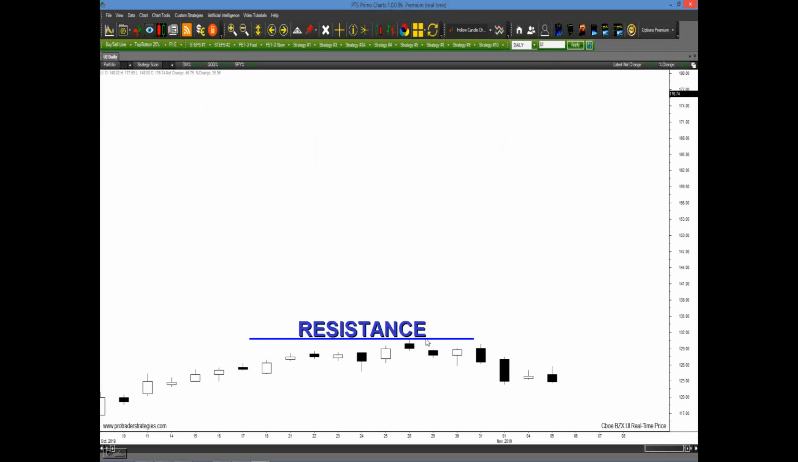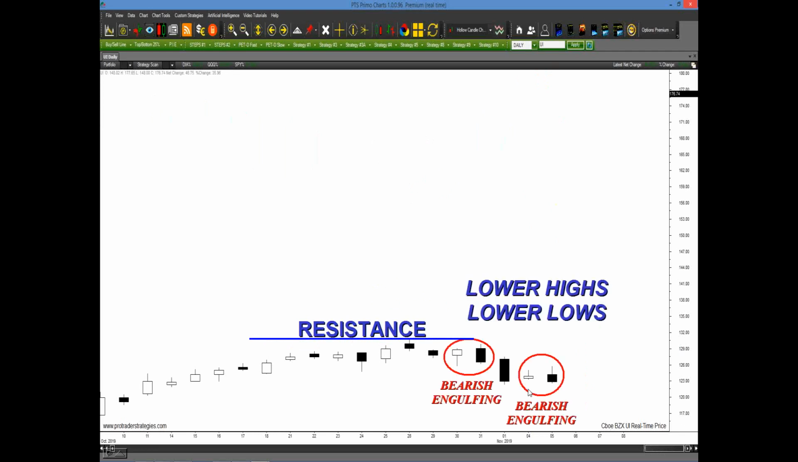Well, okay, there's resistance right there. There's also lower highs and lower lows. There's also bearish engulfing patterns. So you have a number of methods here that have no levels of consistency that you're following. This is why most traders fail, myself included. I followed all these things.